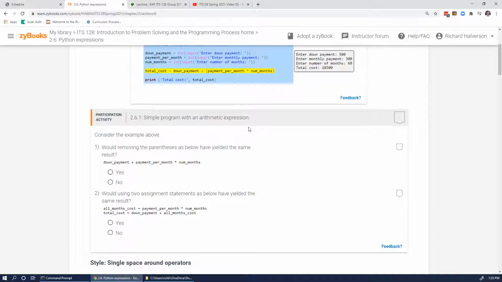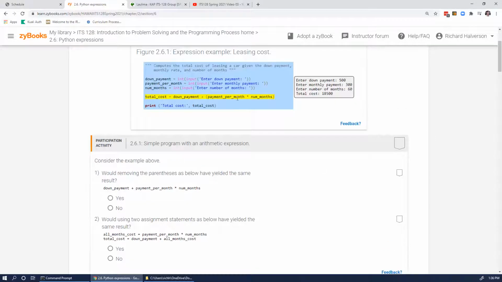But the good news is it's not up to the programmer to come up with the correct mathematical equation. That's up to the mathematician or the engineer or the designer, the people that know about the context of the problem you're helping them solve. They have to make sure they get that equation right. That's their job. Your job is to take their equation and write it as a Python expression.